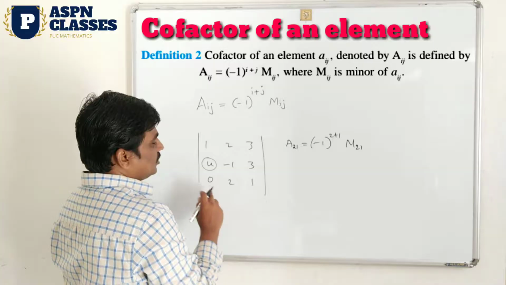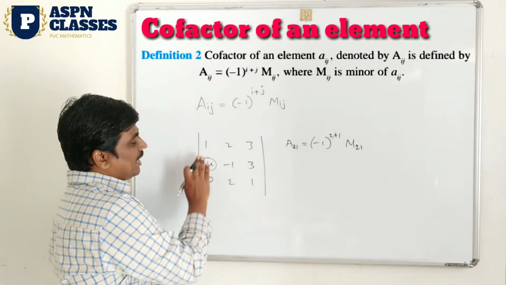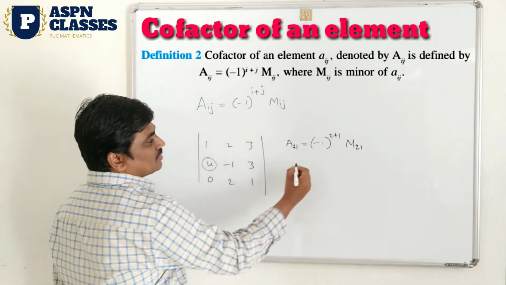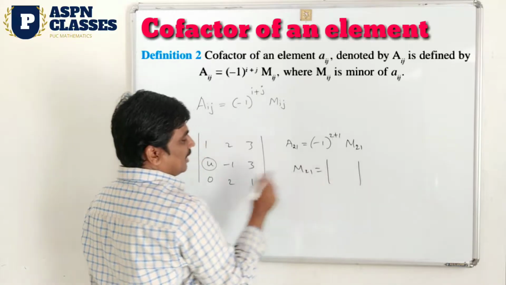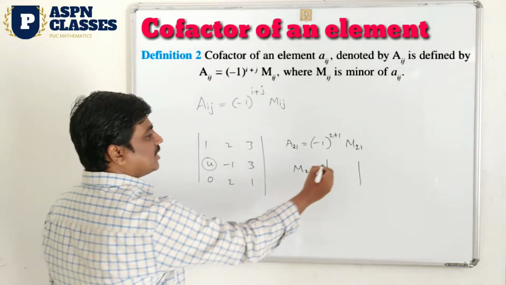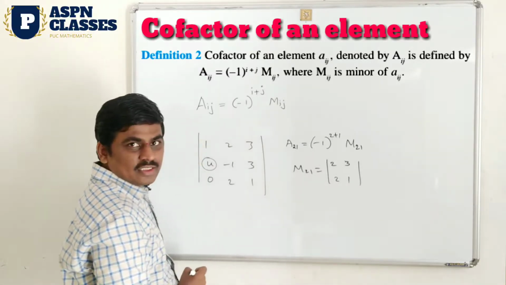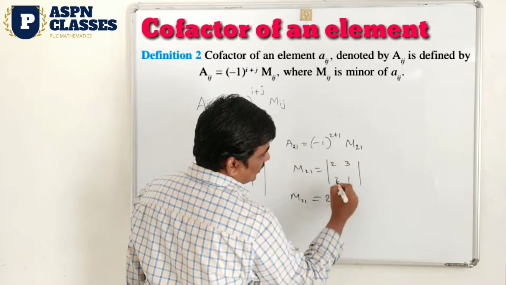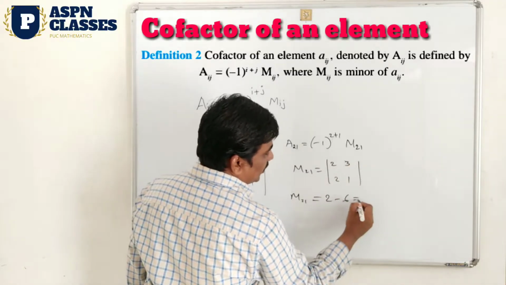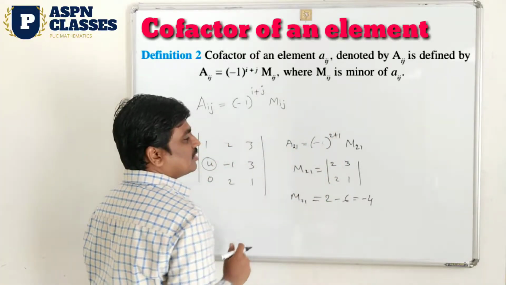So what is the minor factor procedure? The ith row and jth column have to be cancelled. It means the second row and first column are cancelled. What remains here is M21 equals 2 3 2 1, after cancelling the second row and first column. Correct? Now simplify this result: 2 ones are 2, minus 3 twos are 6, so you get the answer minus 4. Correct?